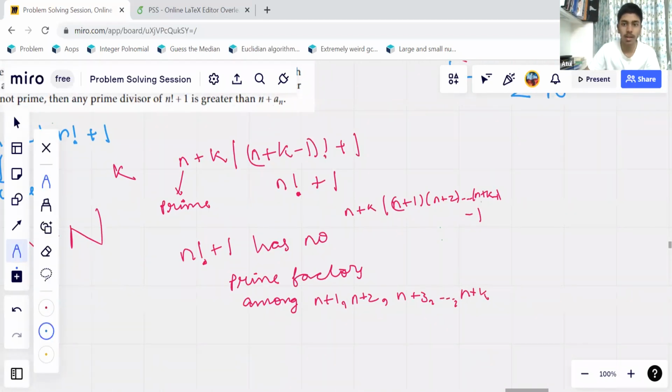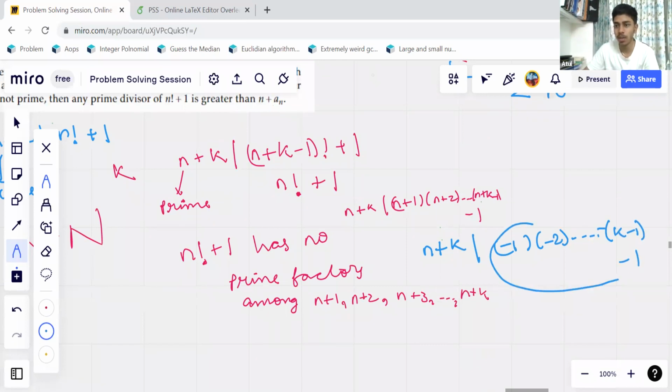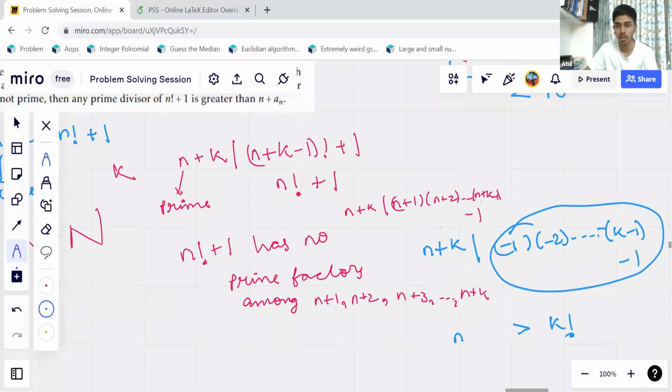Oh, I see. You can write this as n plus k divides -1 times -2 all the way until minus (k minus 1). But this is just some fixed quantity. So if we pick n such that n plus k is greater than k factorial, just pick n greater than k factorial minus k, then we are done.